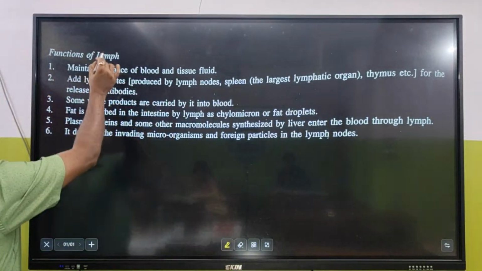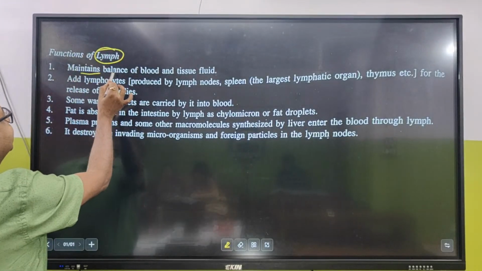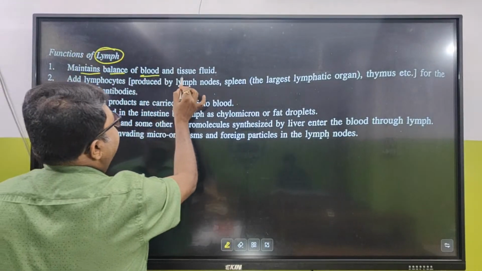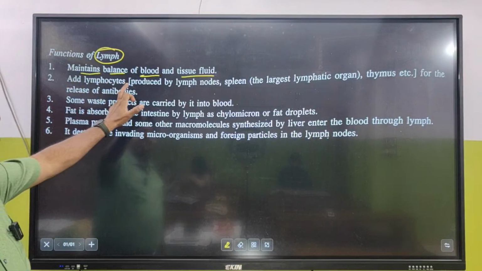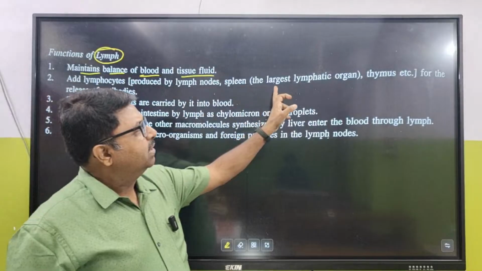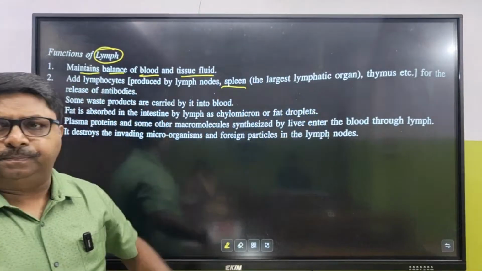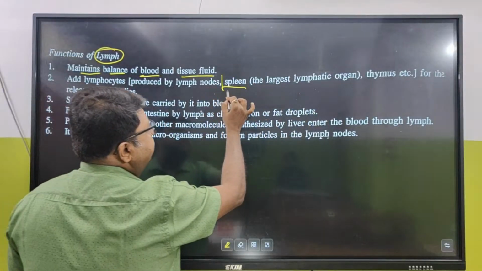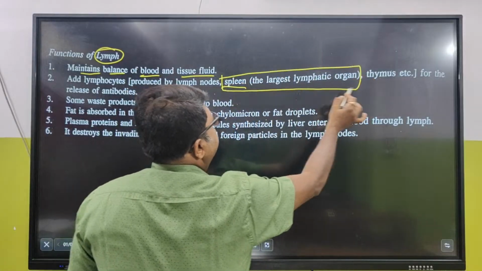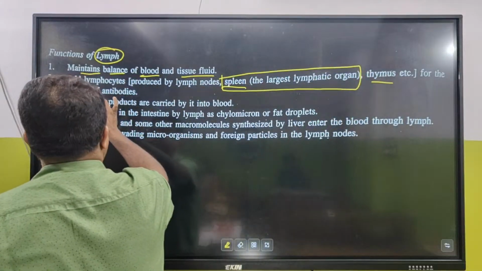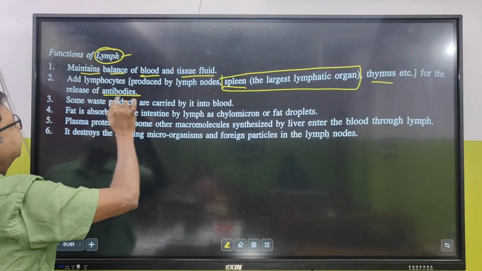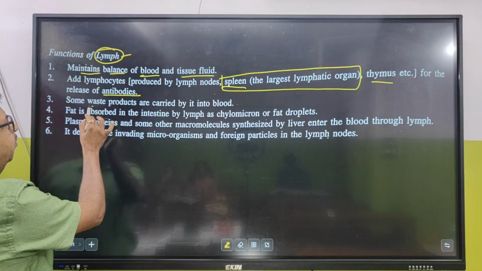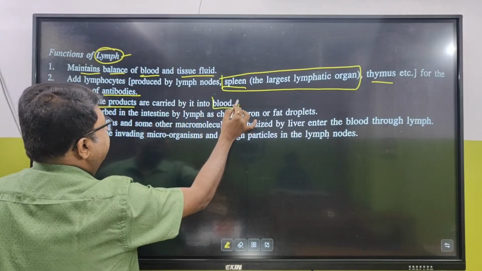Good. Functions of lymph. Maintains balance between blood and tissue fluid. It adds lymphocytes produced by lymph nodes. Spleen. The largest lymphatic organ is what? The largest lymphatic organ is the spleen. Thymus. For the release of antibodies. We know the antibodies are produced from the lymphatic organs. Some waste products are carried by it into the blood.